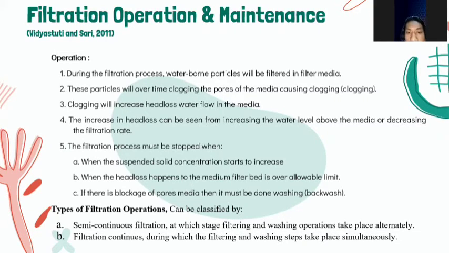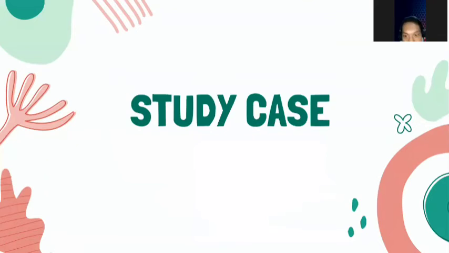Types of filtration operation can be classified by A, semi-continuous filtration, in which filtering and washing operations take place alternately. B, continuous filtration, during which the filtering and washing steps take place simultaneously. Next, a study case. I will present a study case. Next.